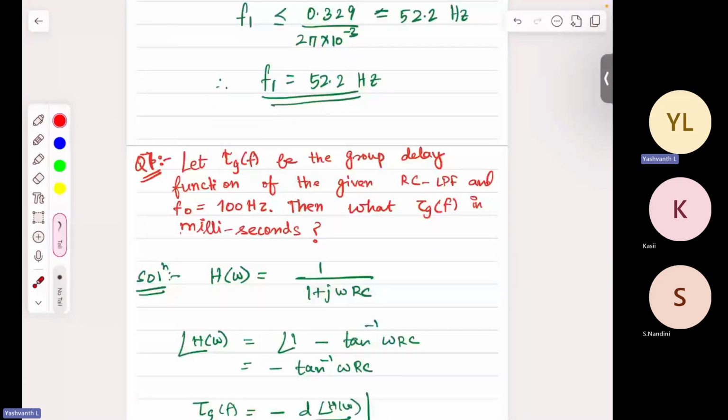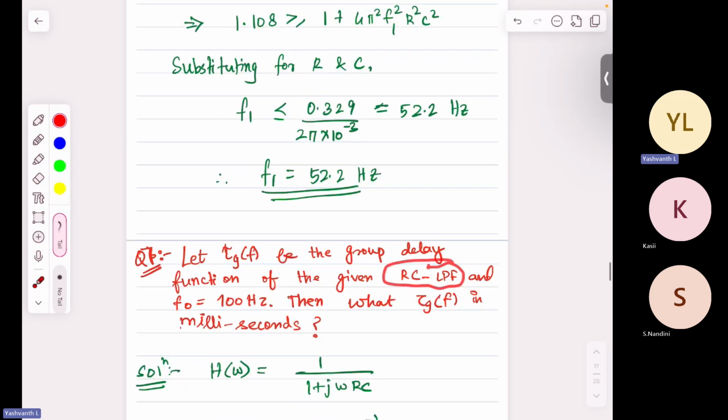The next question says: let tau g of f be the group delay function of a given RC low pass filter, and f naught is equal to 100 hertz. That is, the given frequency of operation is 100 hertz. What is tau g of f, expressed in milliseconds? Basically, they're asking what is the group delay. So it's given an RC low pass filter. Therefore, just go back to the previous question.